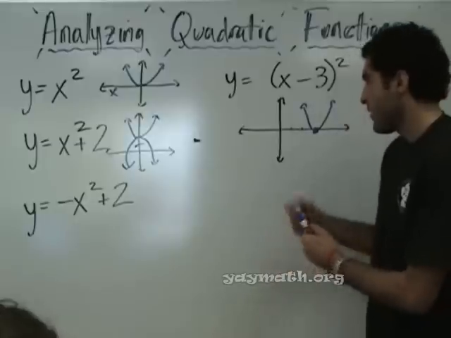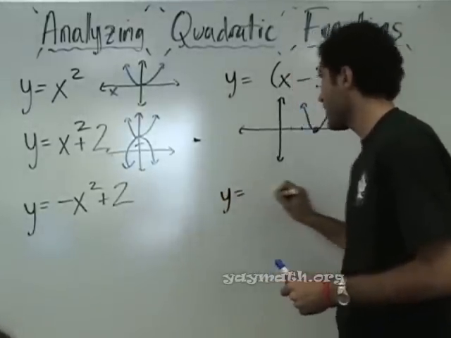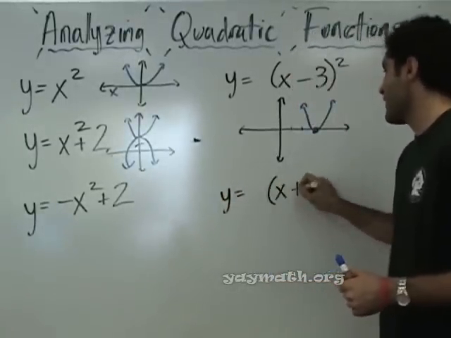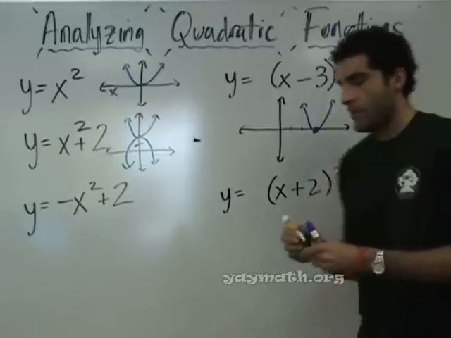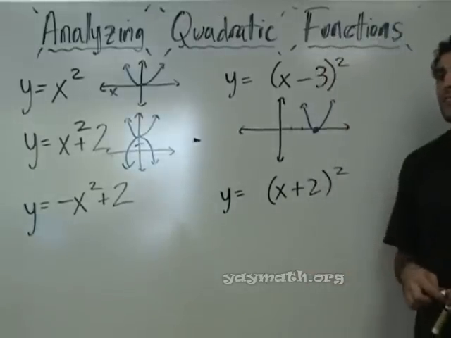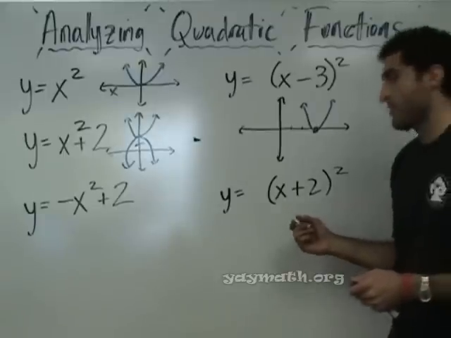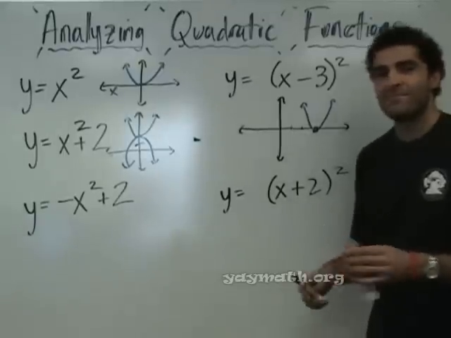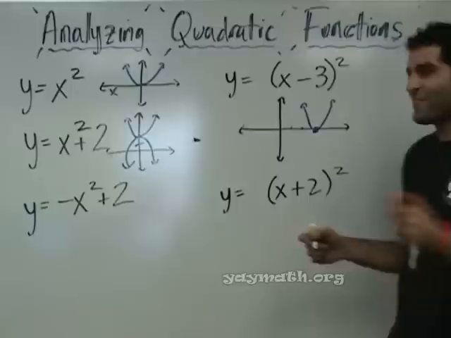Let's do another one. Y equals x plus 2 squared. Left or right? Right. Left. Left. Right. As in, yeah. One person?